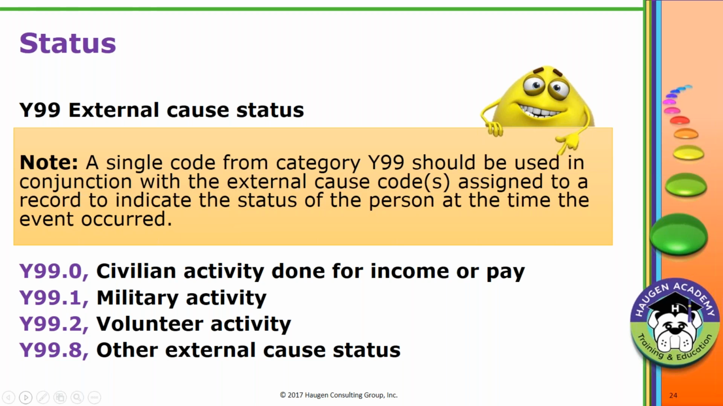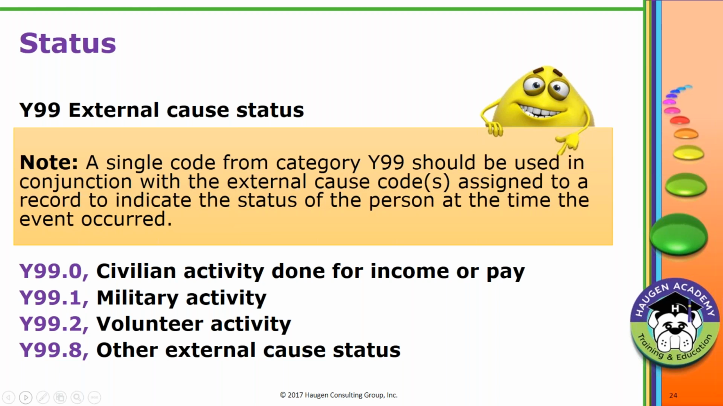We also should assign a category Y99 code to indicate the work status of the person at the time the event occurred. That status code really indicates whether the event occurred during a military activity, whether a non-military person was at work, whether an individual, like a student or a volunteer, was involved in a non-work activity at the time as well. And then we always have those other codes, right?